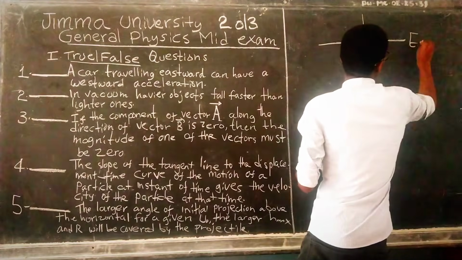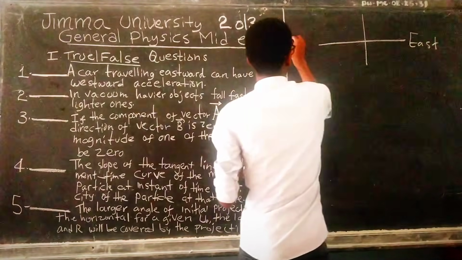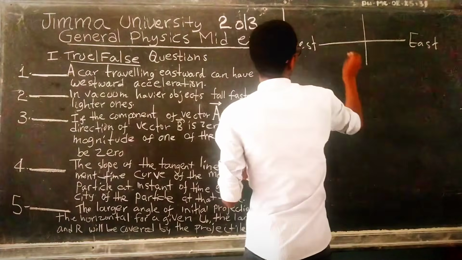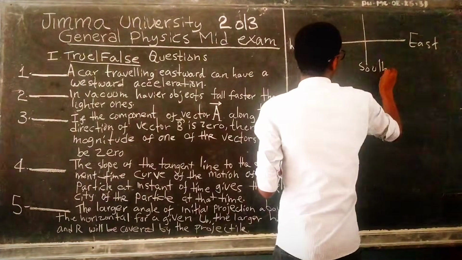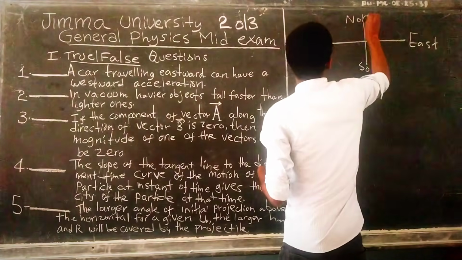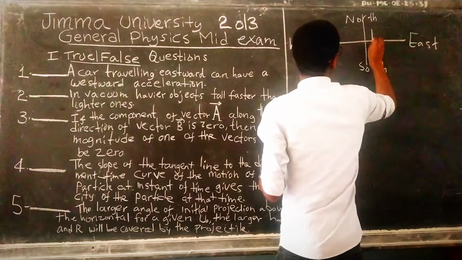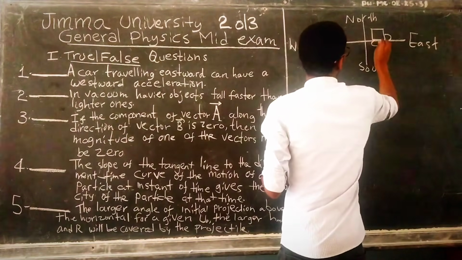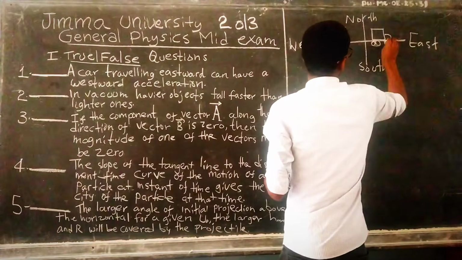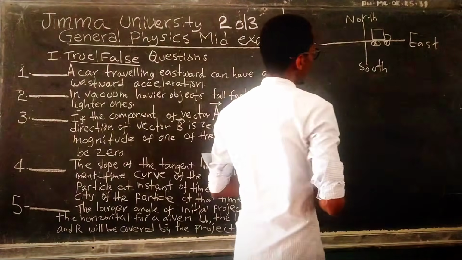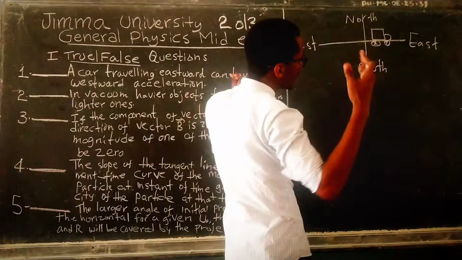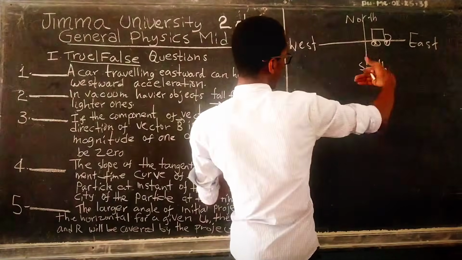Say this is east, so this is west, this is south, and this is north. So the car is here. Oh, the car is moving to the east direction. But what is the possibility that the acceleration will be to the west direction?